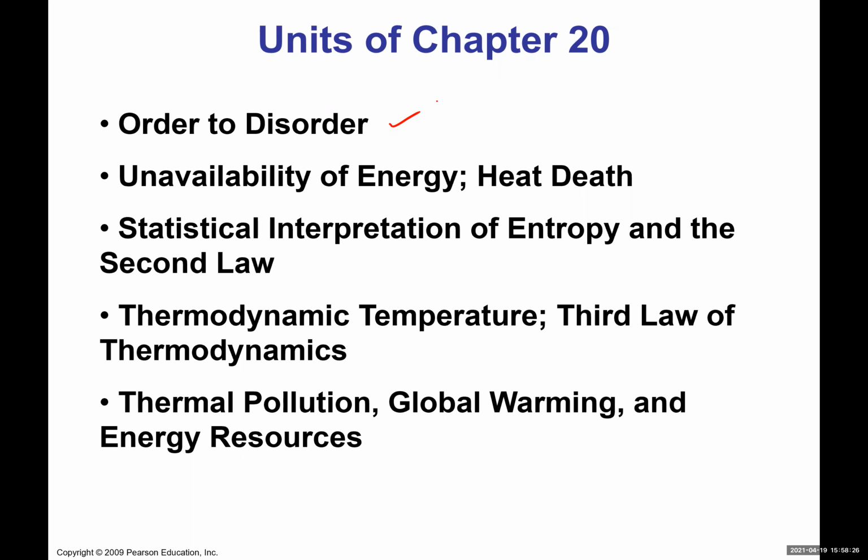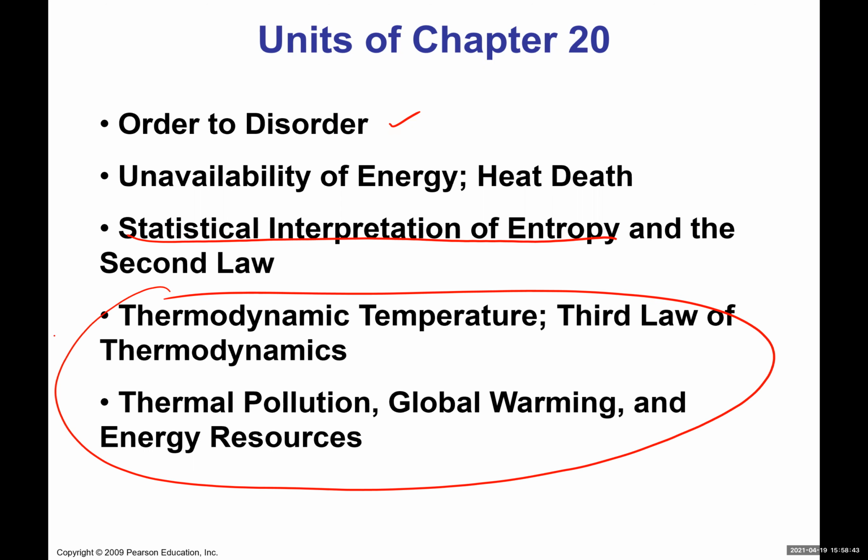We're going to look at conditions for those, and we're going to talk about unavailability of energy, heat death, and the statistical interpretation of entropy and the second law. Then thermodynamic temperature and the third law of thermodynamics. In a way, these last two parts are more for your information, so we're not really going to be diving too deeply into those concepts. For the third law of thermodynamics, I'll just give the definition and an example, but not necessarily go into great detail.